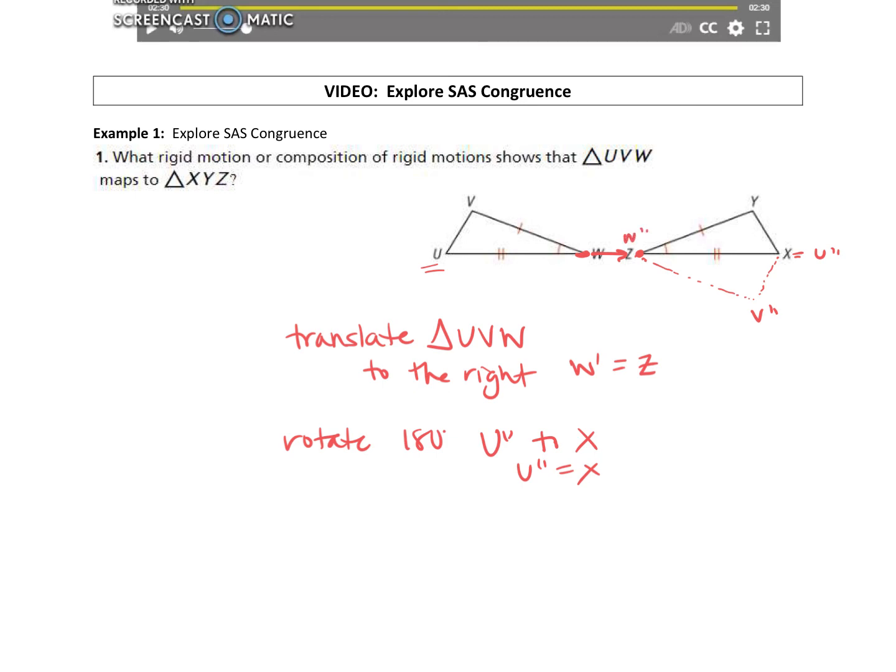Then the last thing we have to do is that reflection across this side right here. So V double prime is going to map up to Y. So we'll do a reflection that will get V, I guess once it maps up there, it's going to be triple prime to map onto Y. So this V double prime is going to map up here. This is going to map to that. That's going to map to that. And we are showing that the triangles are congruent with rigid motions.